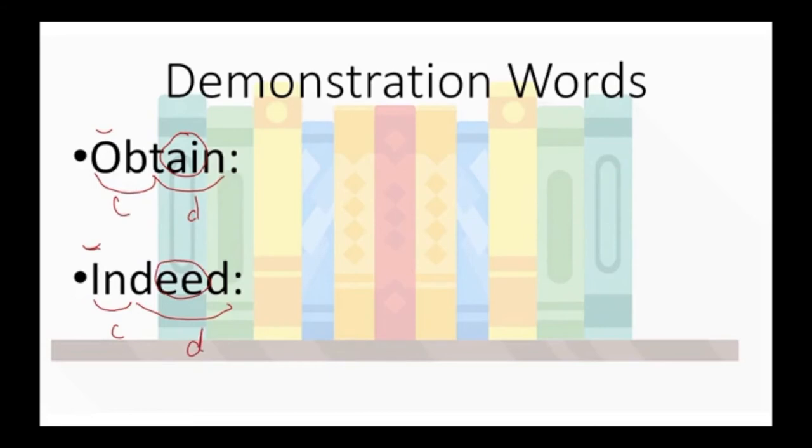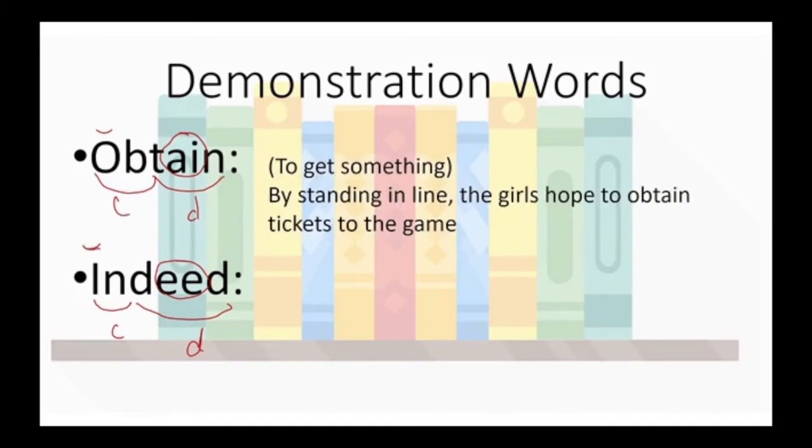When we look at the meanings of these words, you'll notice that obtain means to get something. The sentence would be, by standing in line, the girls hope to obtain tickets to the game. Try this week to use obtain in a sentence you use with your family.